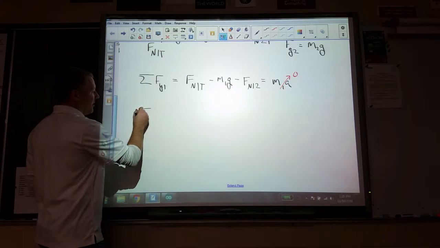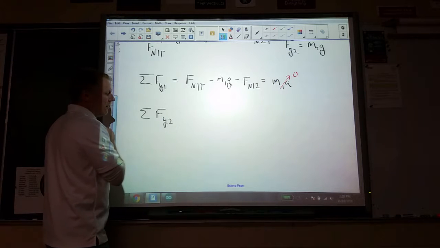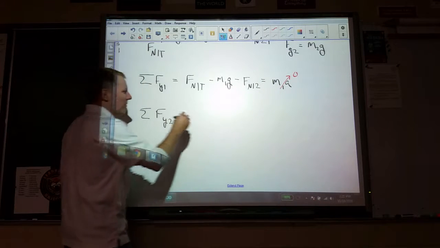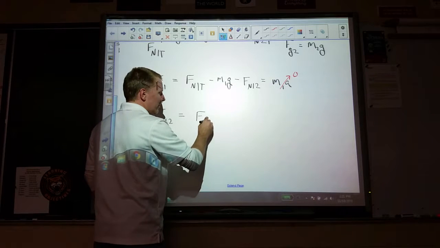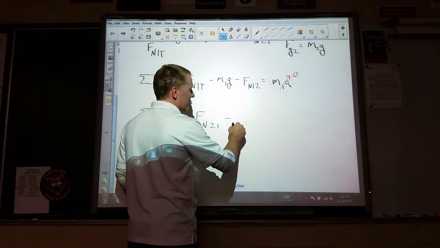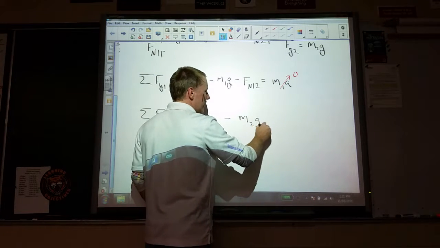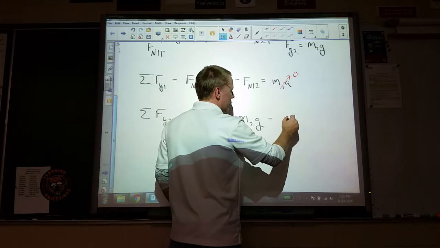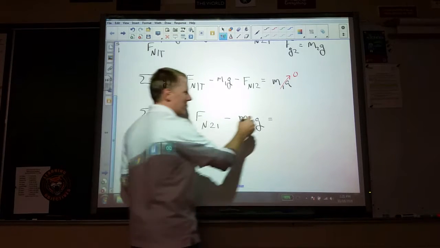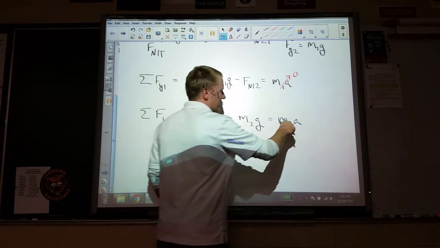Let's do the second one. Fy for book 2, same deal. We had one upward force, which was the normal force on book 2 from book 1, minus the gravitational force M2g is equal to, just like before, M2 times A. So it's mass times acceleration, which again is 0 in this case.